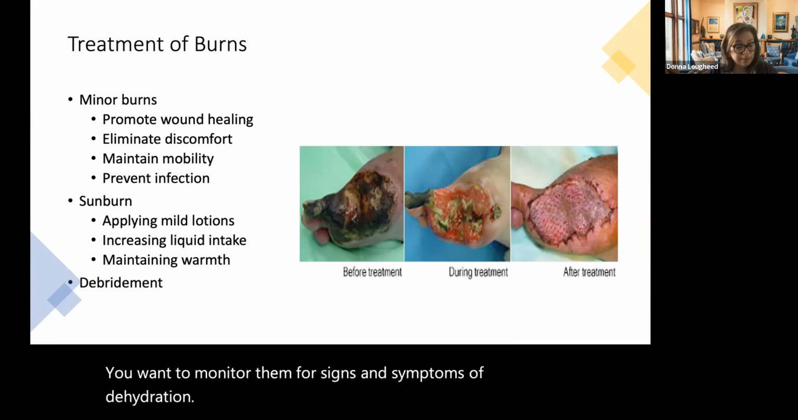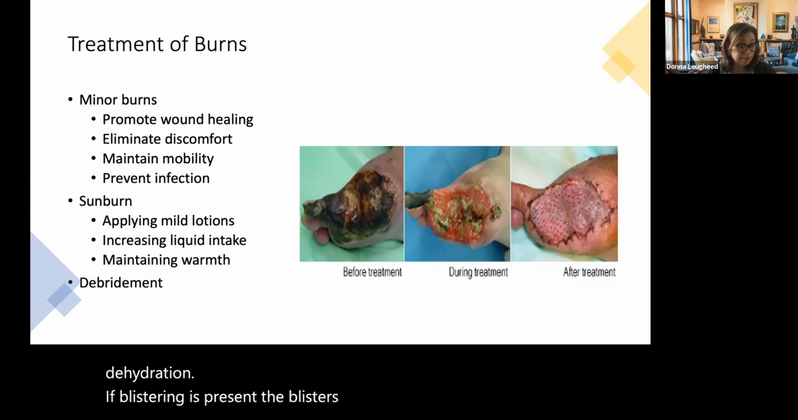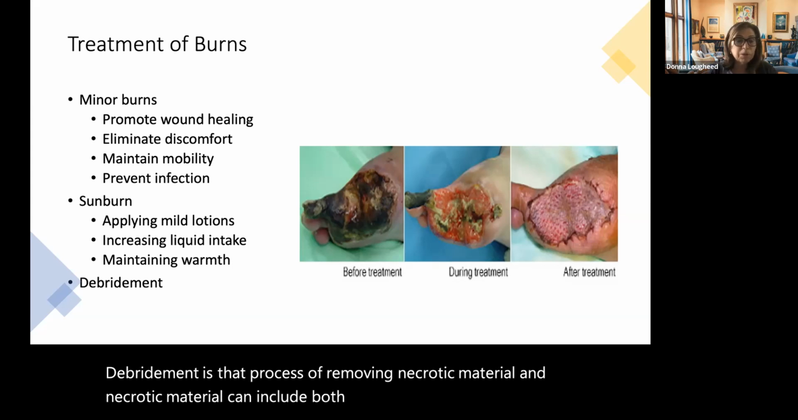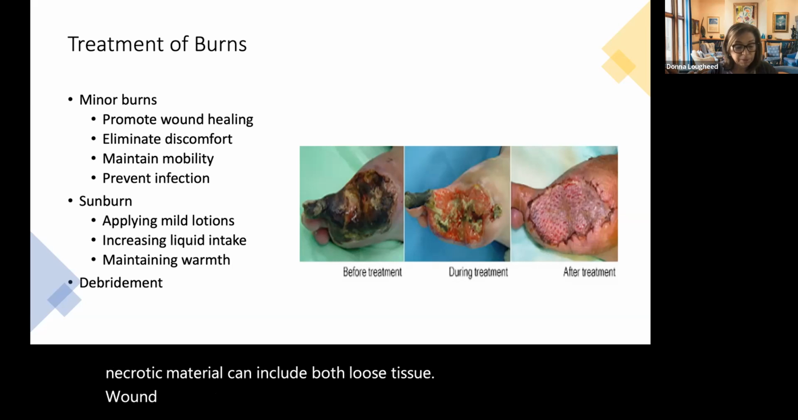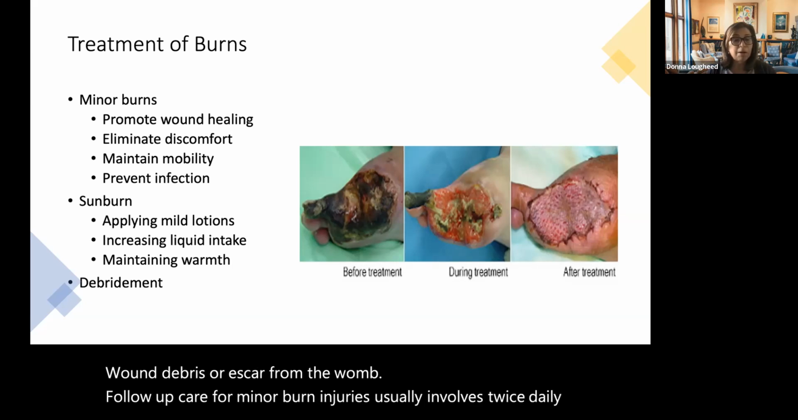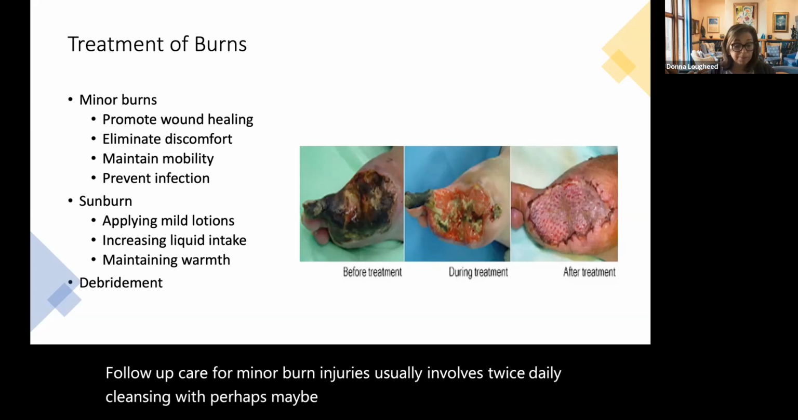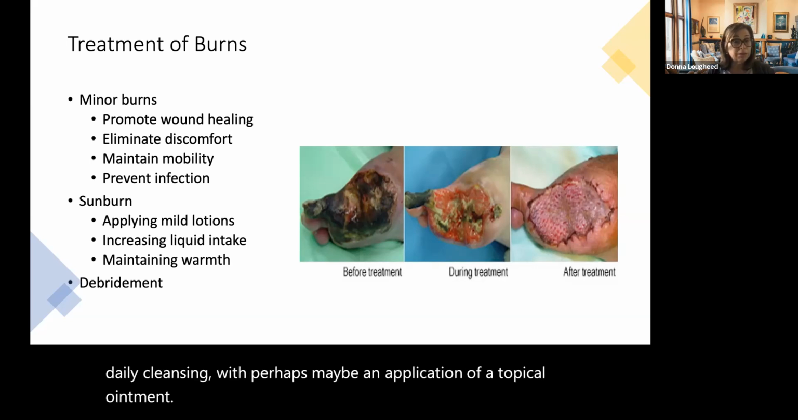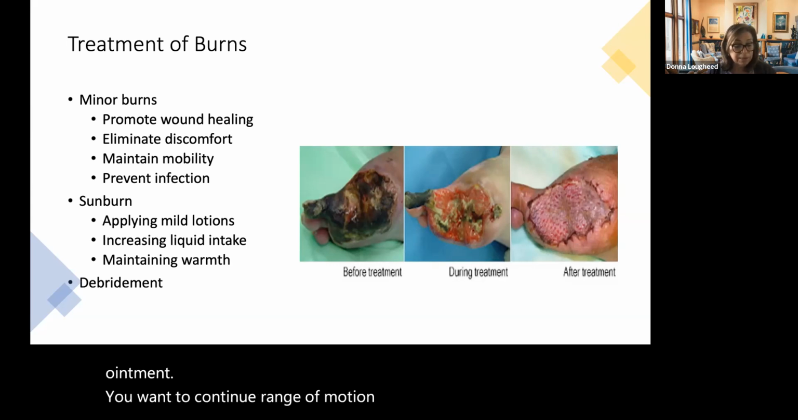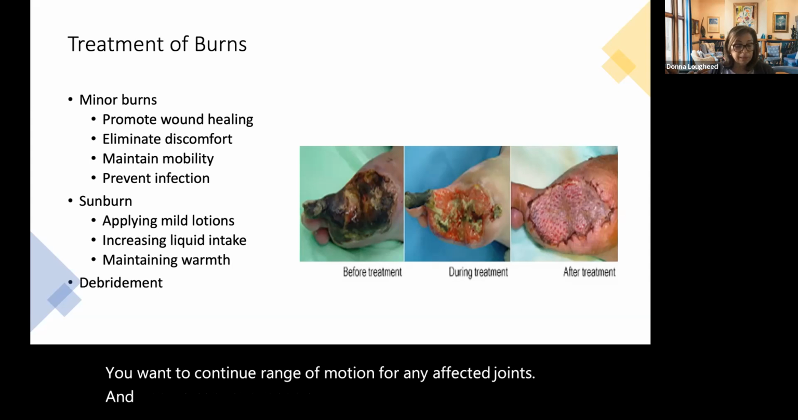If blistering is present, the blisters can either be left intact or debrided. Debridement is the process of removing necrotic material, and necrotic material can include loose tissue, wound debris, or eschar from the wound. Follow-up care for minor burn injuries usually involves twice daily cleansing with perhaps an application of a topical ointment. You want to continue range of motion for any affected joints. And again, keep all weekly appointments until the wound heals.